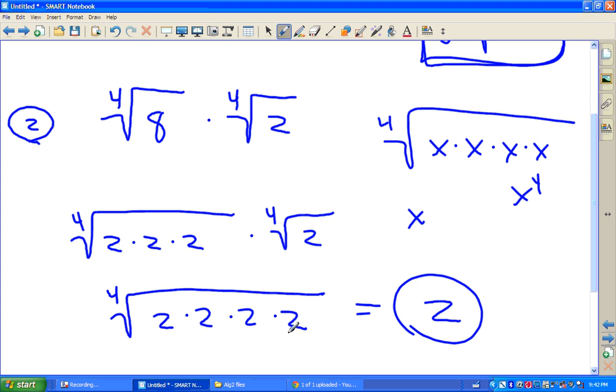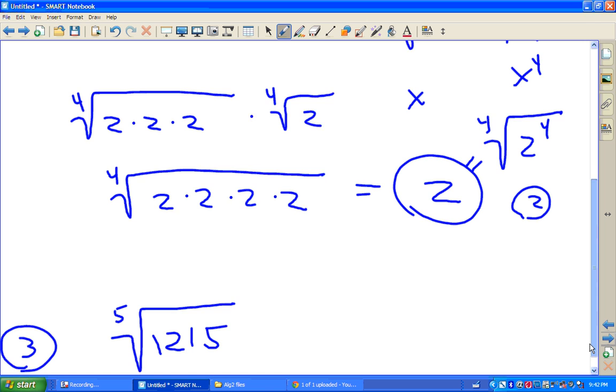Okay, when I have 2 to the fourth and I take the fourth root of something that has an exponent of 4, it just comes out. So 2 to the fourth, if I take the fourth root of it, that just comes out as 2. It's equal to this right here. Okay, 2. Hope that helps.